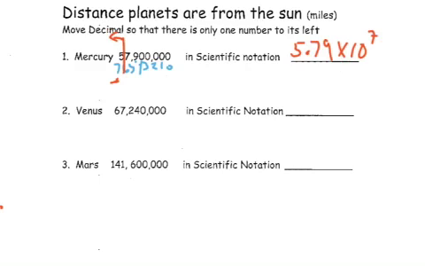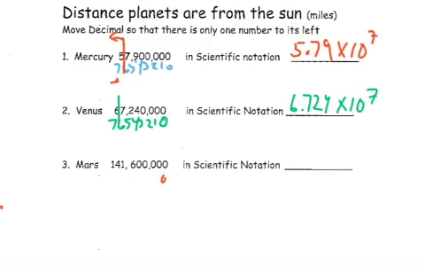Okay, let's take a look at Venus. Venus, 67,240,000 miles away from the sun. Let's again start with 0. Remember we started with 0 yesterday. So 0, 1, 2, 3, 4, 5, 6, 7. Again, if you need to, draw that line there, put that little bar so you have one number to the left. So it's going to be 6.724 times 10 to the power of 7. Okay, last one we'll do together here. We have Mars. Same thing.